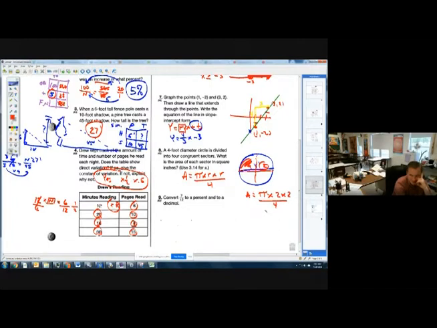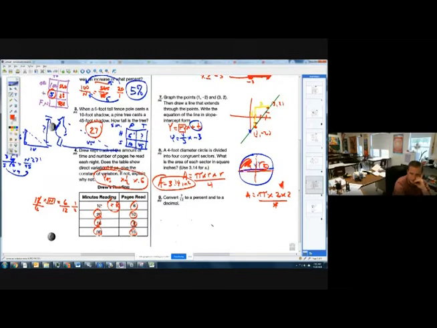And look how nice they are, ladies and gentlemen. What do you notice here? 2 times 2 is 4. And since I have a 4 on the top and a 4 on the bottom, they cross off. My area is simply going to be pi. It's 3.14 inches squared. They were so nice to you.